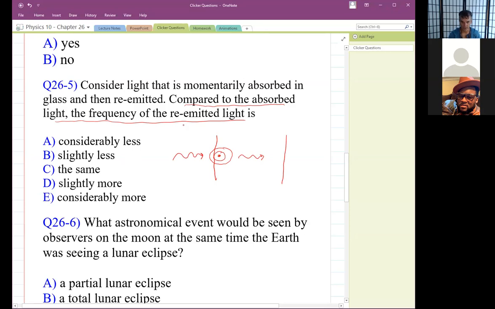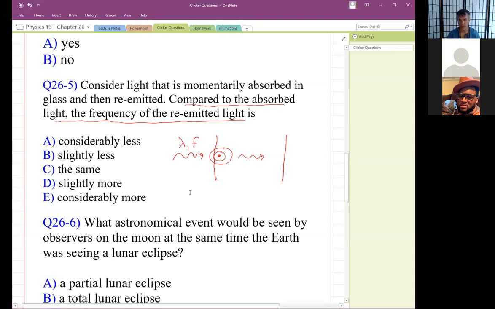So this light that comes in, you know, it's going to have a certain wavelength and a certain frequency. That's going to depend upon what color the light is, if it's visible, ultraviolet, and so on. That will then get absorbed by an atom, technically an electron in the atom, which will then re-emit the light. How do you think the re-emitted light compares to the absorbed light in terms of the frequency?